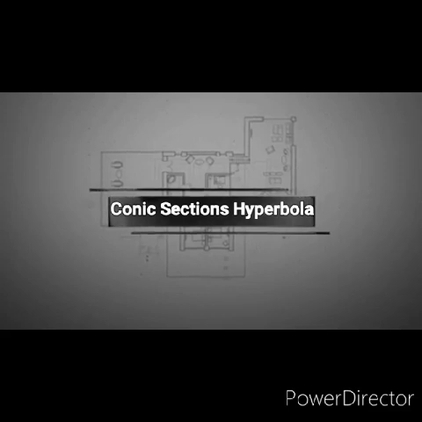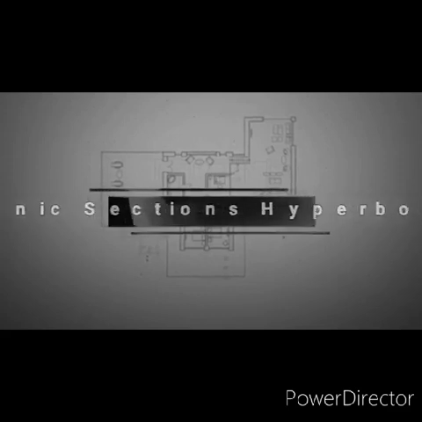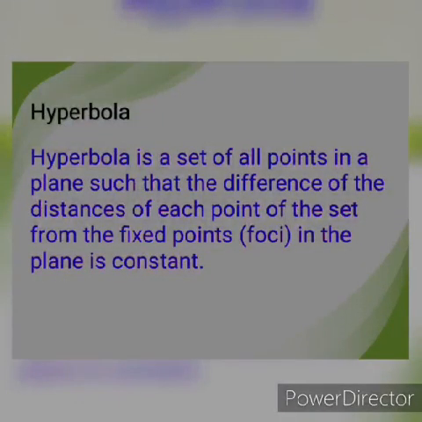Now we are going to discuss conic sections: hyperbola. So what is a hyperbola? A hyperbola is the set of all points in a plane such that the difference of the distances from each point of the set to the fixed points, the foci, in the plane is constant.